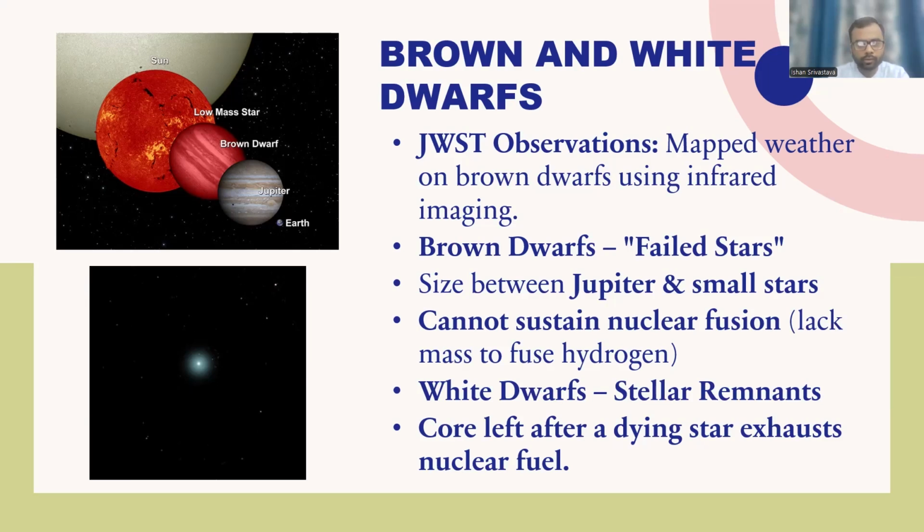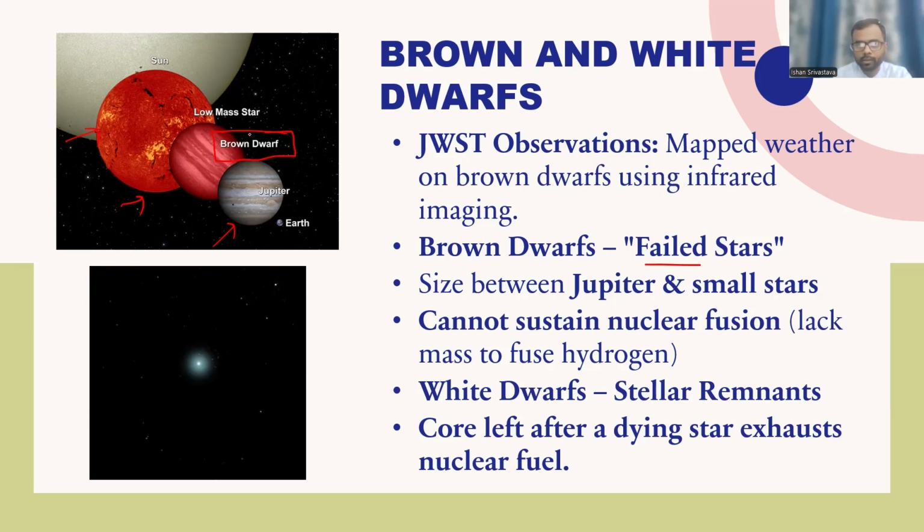So brown dwarfs, they're actually failed stars. If you look at this figure, you'll find that this is our sun, this is Jupiter, and you look at this object, and you'll find that it does not look like a planet, and it appears that it could have been a star. You look at the size of it, and you feel that maybe it's not big enough to be a star. And that's not the only reason.